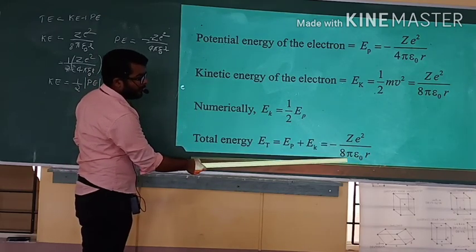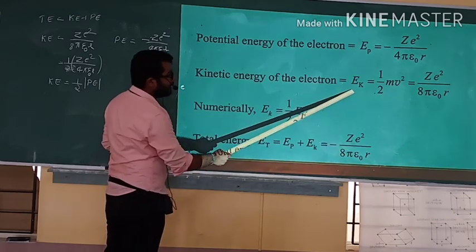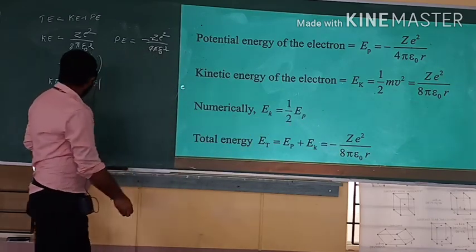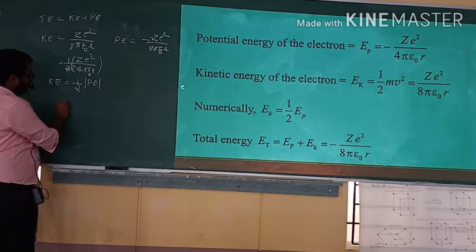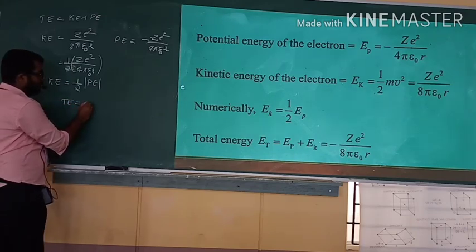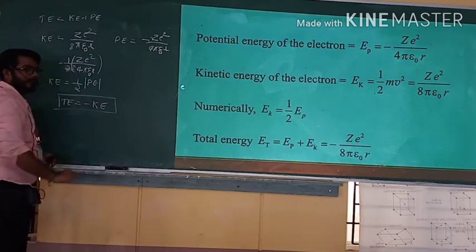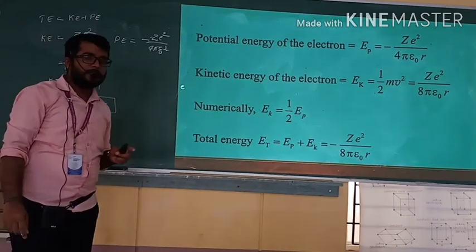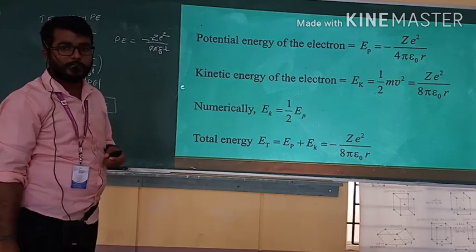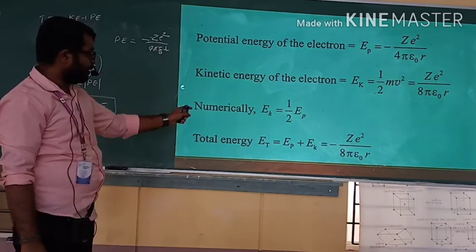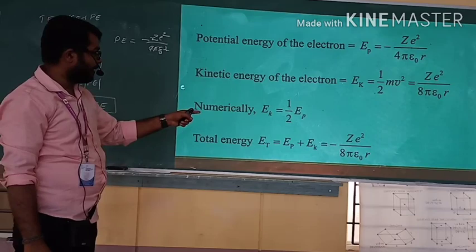But Z square divided by 8 pi epsilon R is nothing but the kinetic energy. Therefore, the total energy is equal to minus of kinetic energy. If we take the negative value of the kinetic energy, it must be equal to the total energy. Understood? And E total is equal to EP plus EK.